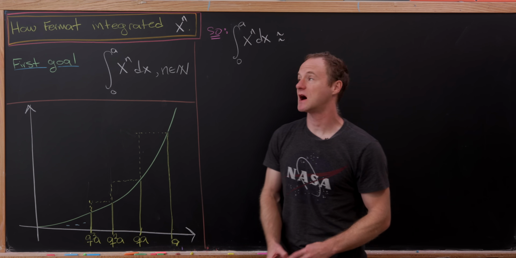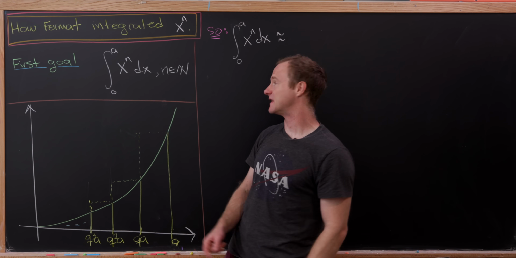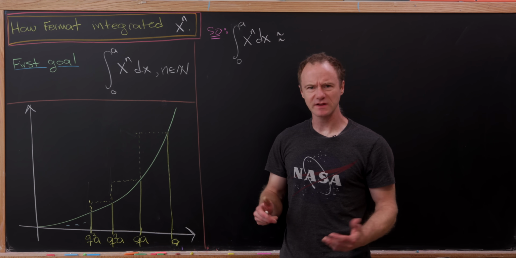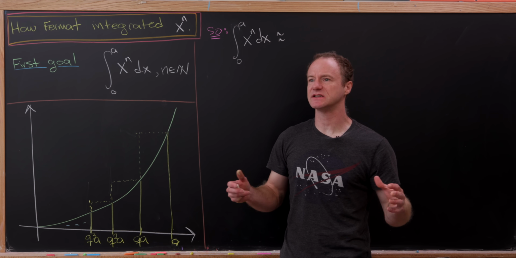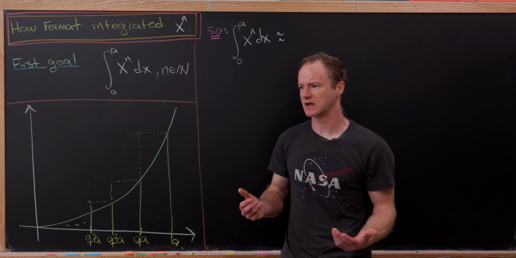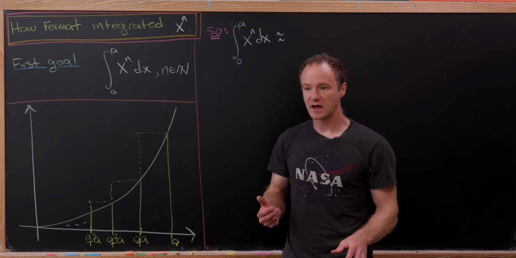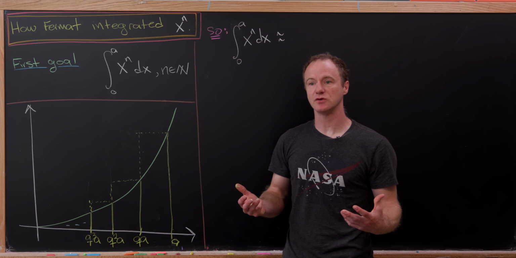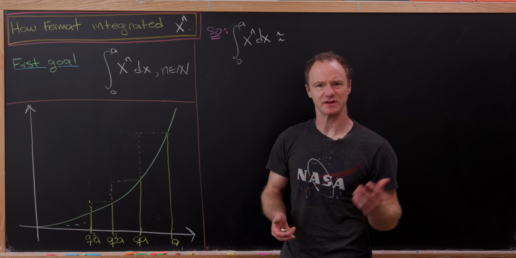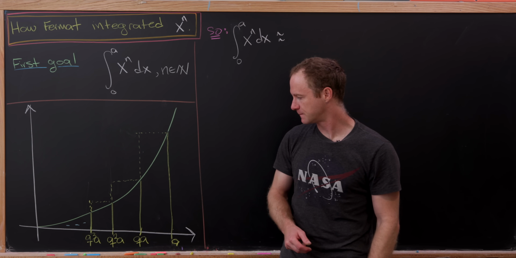Today we're going to look at Fermat's method for calculating the integral of x to the n. What's really nice about this method is it splits our region of integration into rectangles, much like Riemann's method. But what it does is it makes those rectangles smaller multiplicatively instead of additively. So what do I really mean by that?